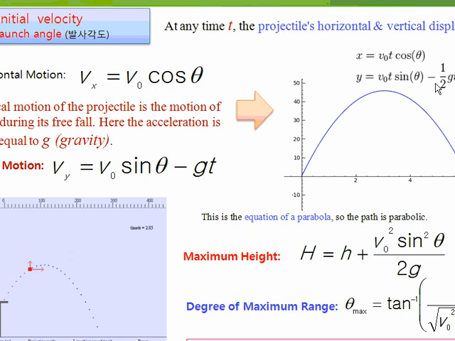Let's explain in detail. The vertical motion of the projectile is the motion of a particle during its free fall. Here the acceleration is a constant, equal to g, the gravity constant. So for the vertical motion, the velocity is V0 sine theta, the initial vertical component, minus gravity times time. Let's see how it works.